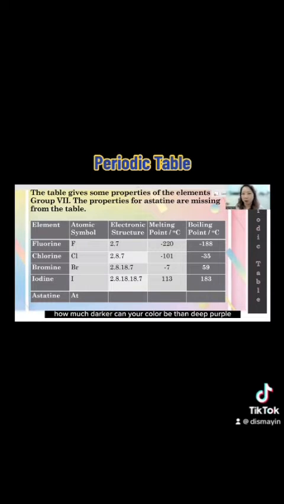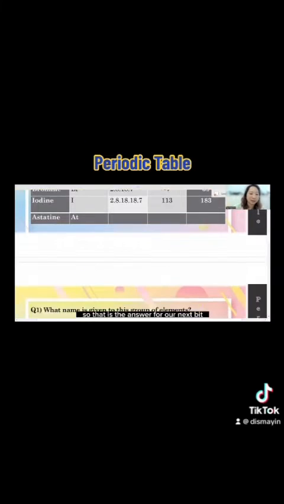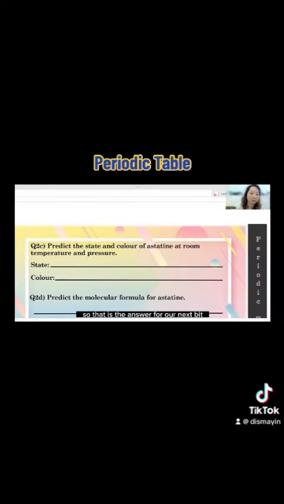So how much darker can your color be than deep purple? The only answer that's available to us is black. And black is a very safe color for you to use if your trend is to intensify the color, get it to become darker. So that is the answer for our next bit. State is most certainly solid state. Color, I think black is a very safe choice.